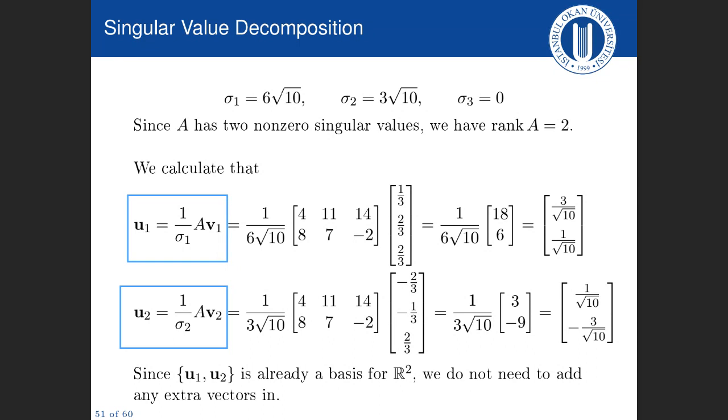And I'm going to leave these calculations for you to check. I think we get 3 over root 10, 1 over root 10, and 1 over root 10, minus 3 over root 10. This is already a basis for R2, so we don't need to add any extra vectors in. This time we're finished.